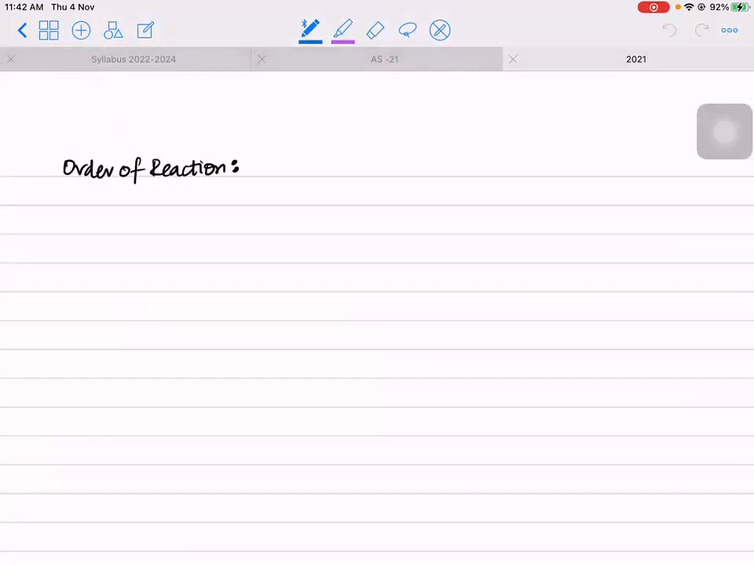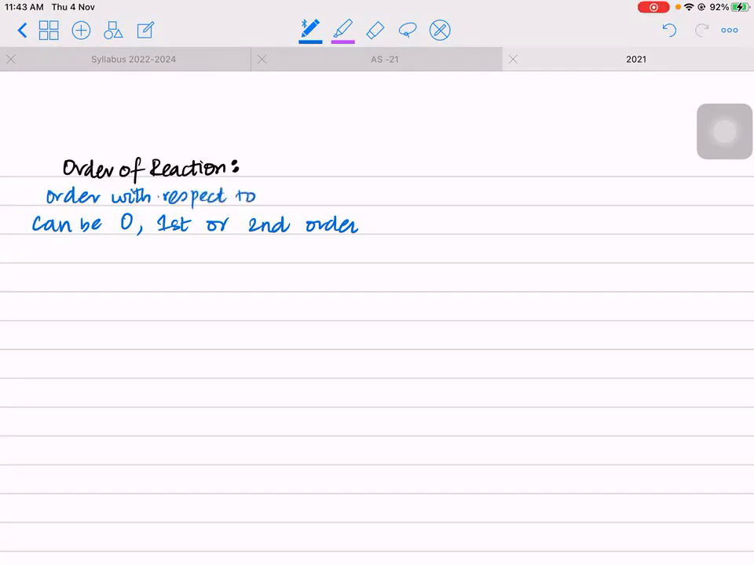Now, what is the order of reaction? I told you order of reaction is the power to which the concentration of a reactant is raised to in the rate equation. Now, order of reaction can be first, can be 0, first, or second order. Very rarely is it third order. So individual order with respect to each reactant can be 0, first, or second. Overall order can be third or fourth, but individual orders can only be 0, first, or second. Very rarely third. Yes?